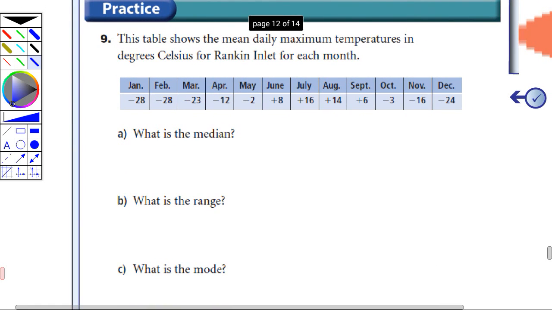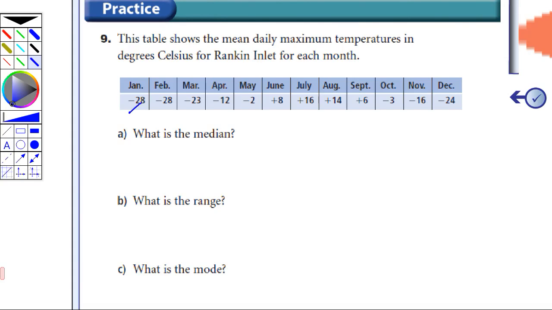This table shows, I'm going to get my calculator out, the mean daily maximum temperatures in degrees Celsius for Rankine Inlet for each month. What is the median? The median is the middle, so we've got to put these in order from smallest temperature or lowest temperature to highest.